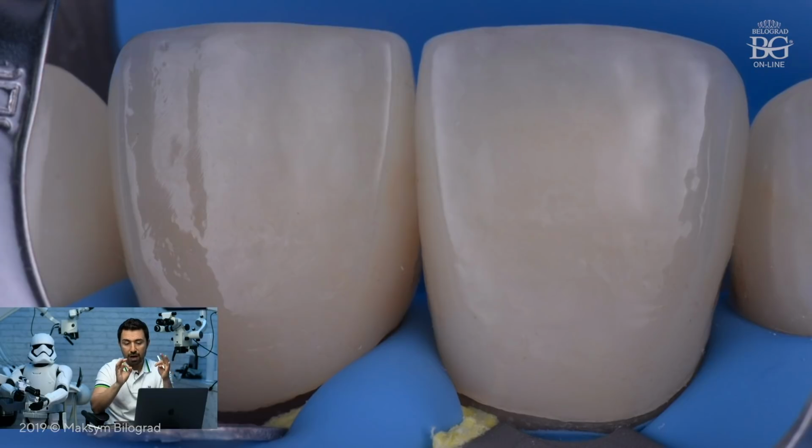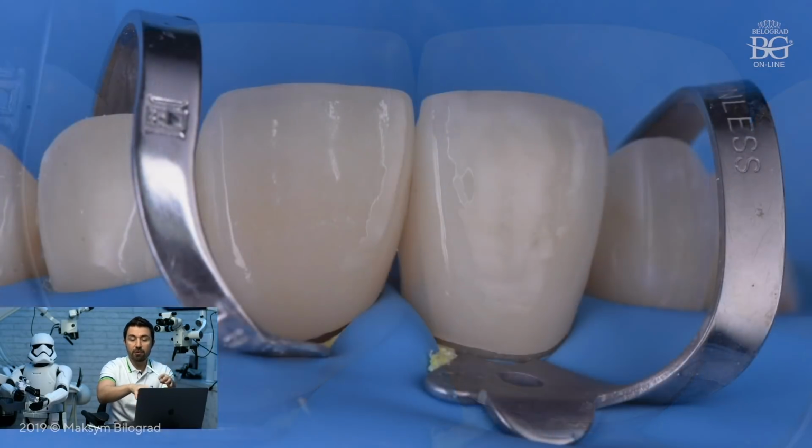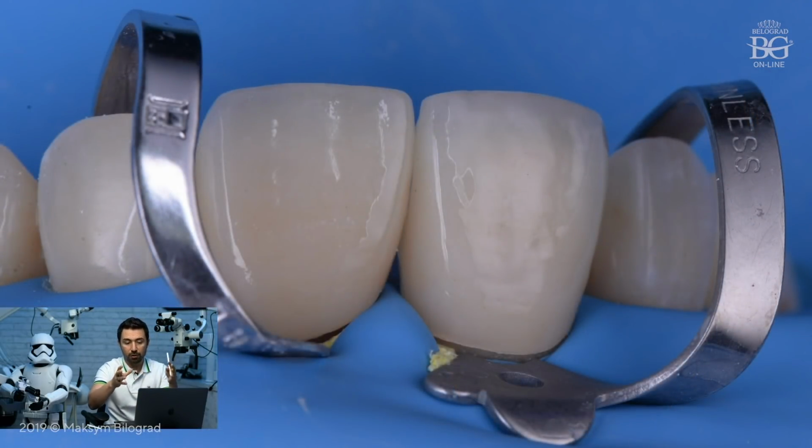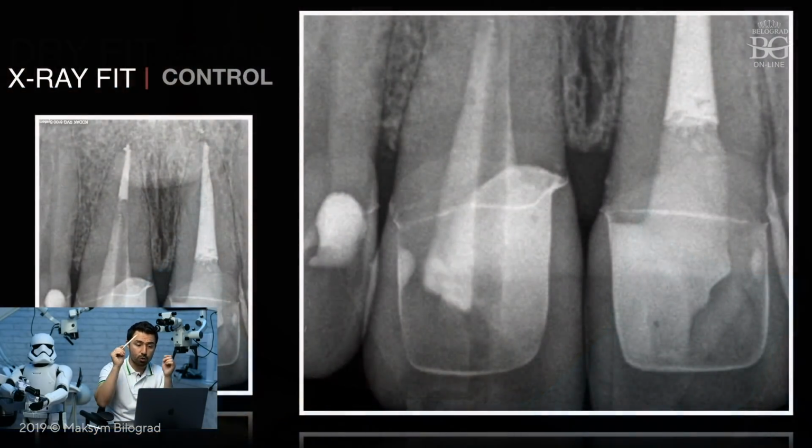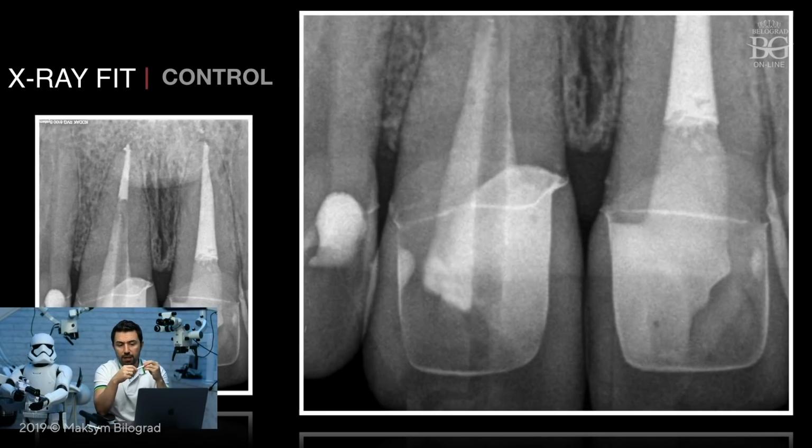Okay, here is dry fit control, which means there is no cement, there is no try-in gel, nothing. It's just dry fit, so you can evaluate the precision of the restoration. The restorations have to be super precise. And also what is super important in such cases is to get the X-ray control to see the fit of the restoration after the cementing process. And there must not be any overhang, any cement, etc.